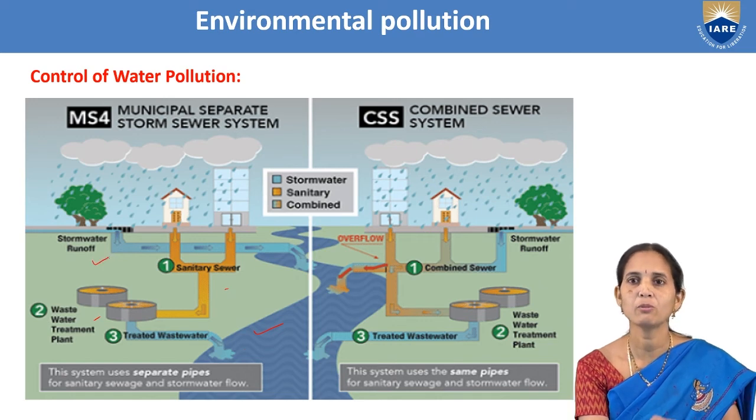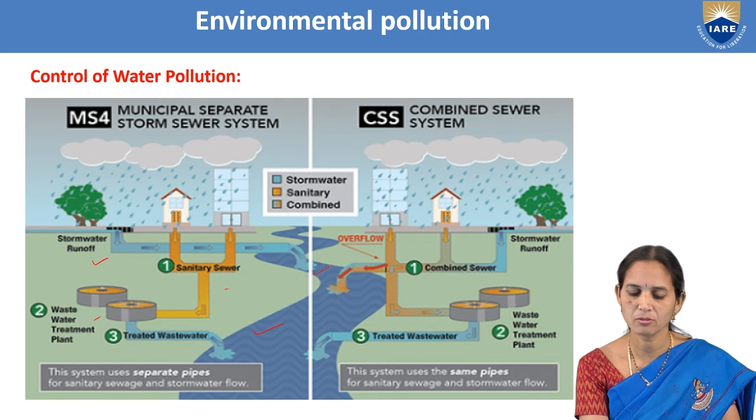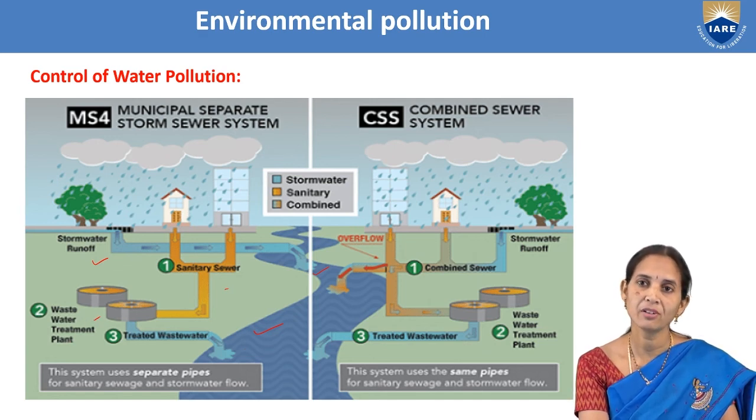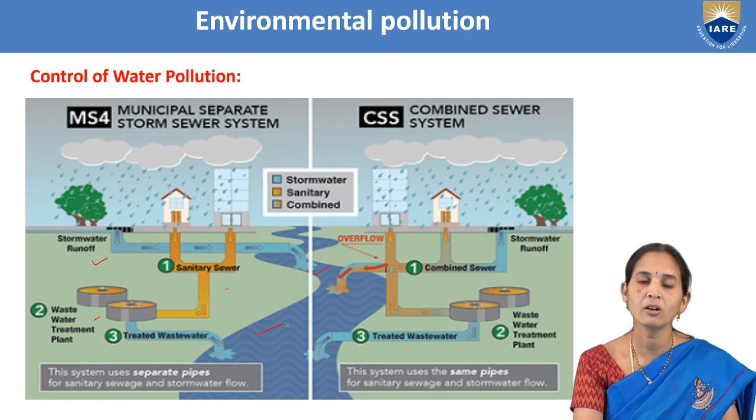And for the rainwater, we have arranged a pipe in the underground, so that it goes directly into the water bodies. And the wastewater which comes out of the houses goes directly to the wastewater treatment plant, where it is treated, and that treated wastewater comes into the water bodies, nothing but the river or seas. So this is the municipal separate storm sewer system.